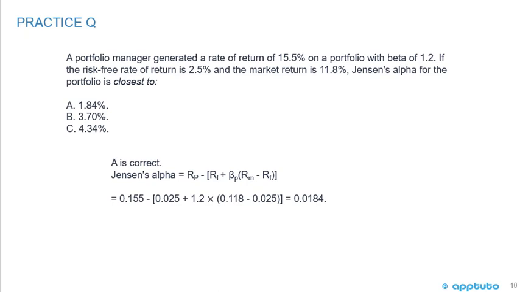The Jensen's alpha, again, is the return to the portfolio minus the calculation for the CAPM. So we had 15.5% was the portfolio manager's return minus the calculation that we do for the CAPM, the risk-free rate plus the beta times the return to the market minus the risk-free rate. And we had a positive alpha of 0.0184, which is 1.84%.